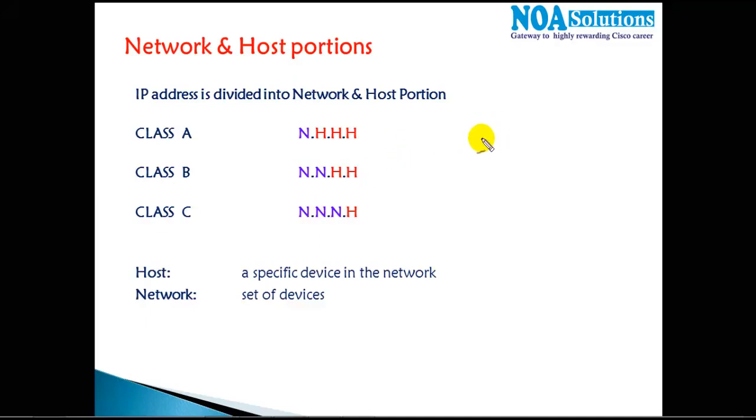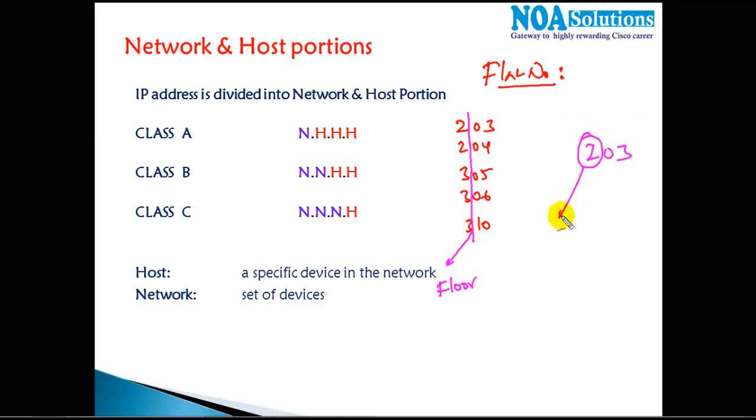Let's try to understand why and how we use them in identifying the network and the host. Take a simple example, like flat numbers or hotel room numbers. Generally, hotel room numbers will be like this: 203, 204, and then 305, 306, 310. In this, the first part represents a specific floor. Whenever you say 203, the first 2 represents the second floor, and on that second floor it's room number 3. That's how it identifies.